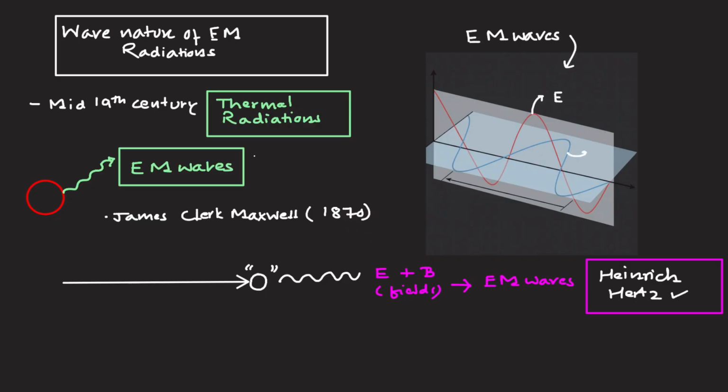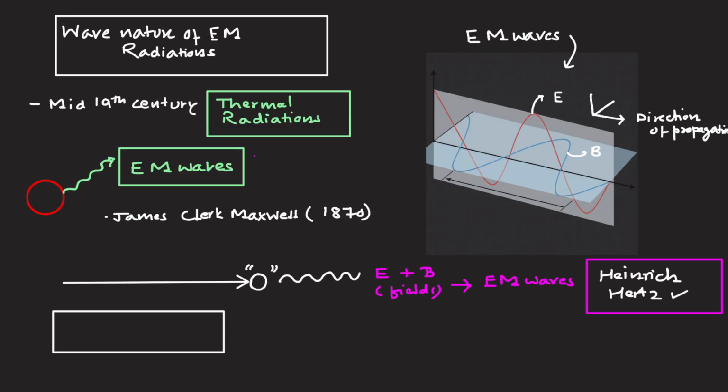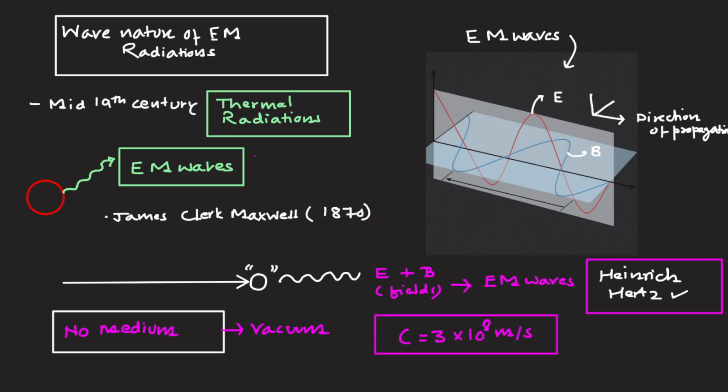Now let's understand key features of electromagnetic waves. EM waves consist of oscillating electric and magnetic fields perpendicular to each other and to the direction of propagation. They do not require a medium. They can travel in vacuum. They travel at the speed of light, which is c equal to 3 multiplied by 10 to the power 8 meter per second in vacuum.